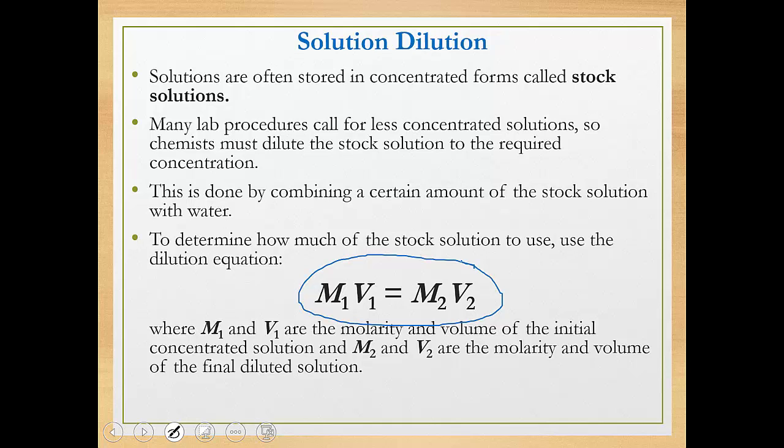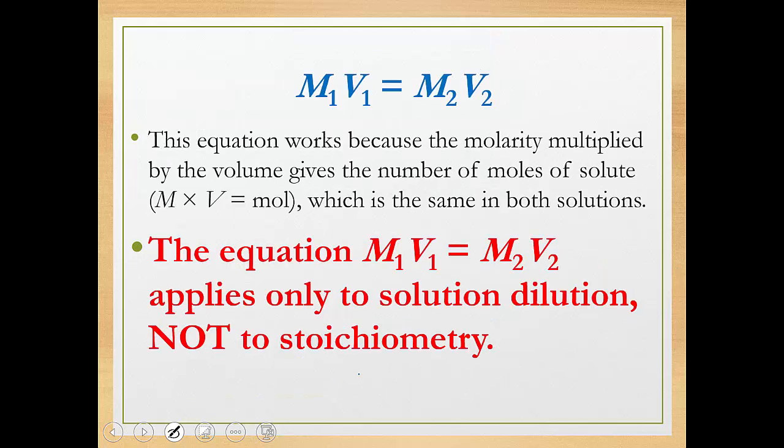M1V1 equals M2V2, which is another one of these equations that, if you're ever going to get that totally nerdy chemistry tattoo, you can have tattooed. That's one you need to just inscribe on your brain. M1 and V1 stand for molarity and volume of your initial concentrated solution, your stock solution. M2 and V2 are the molarity and volume of the diluted solution that you want to make. That's what you want to end up with.